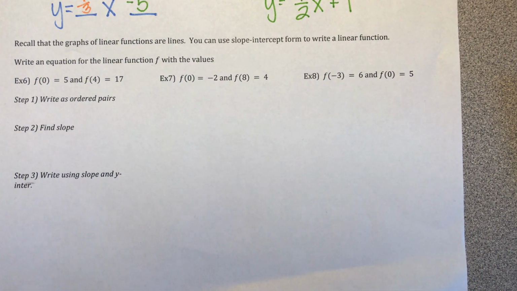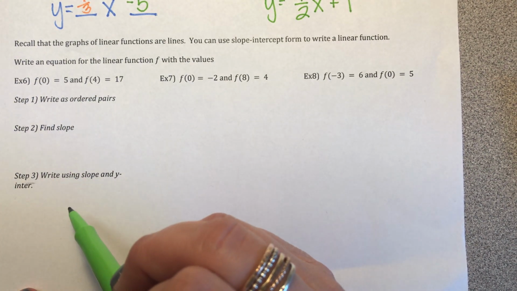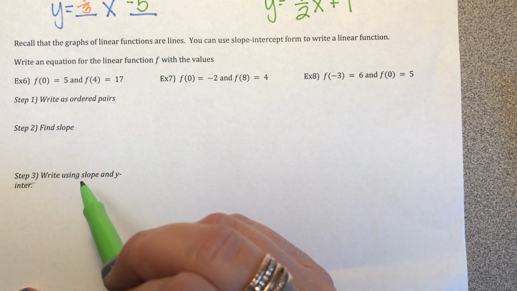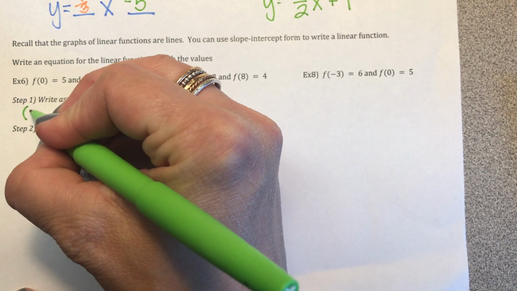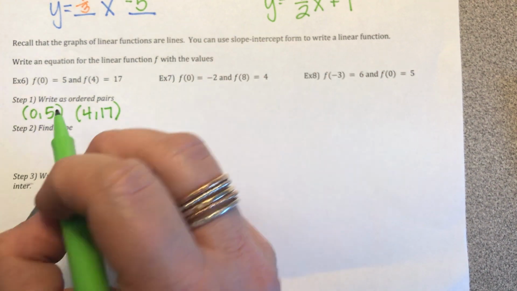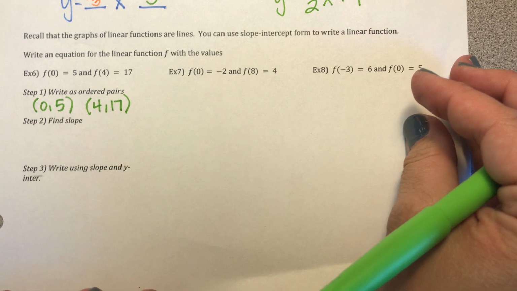Okay, the next part says, recall that the graphs of linear functions are lines. You can use slope-intercept form to write a linear function. Write an equation for the linear function f with these values. I've written out the steps here. Step 1 is to write them as ordered pairs, find your slope, and then write the equation using the slope and y-intercept. So let's look at this first one. 0, 5, and then 4, 17. Because remember, it's f of x, so this is x equals y.